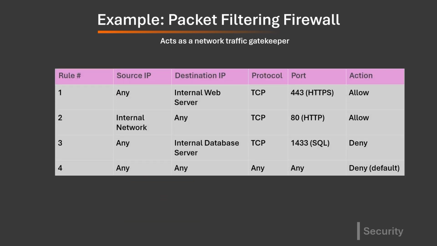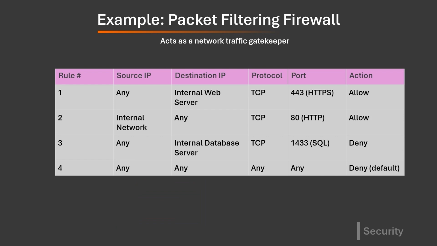So imagine a company uses 4 firewall rules for its internal network. Rule 1 allows external users to access the company's web server securely via HTTPS. Rule 2 allows employees inside the network to browse the internet using HTTP. Rule 3 blocks external access to the internal database server for security reasons. And Rule 4 is the default deny rule. So this blocks all other traffic unless it's explicitly allowed in Rule 1 or Rule 2. This setup ensures that only legitimate traffic flows into and out of the corporate network, reducing the risk of unauthorized access or cyber threats.